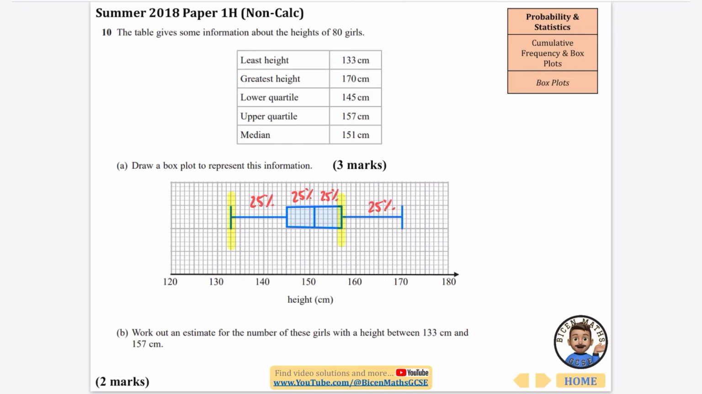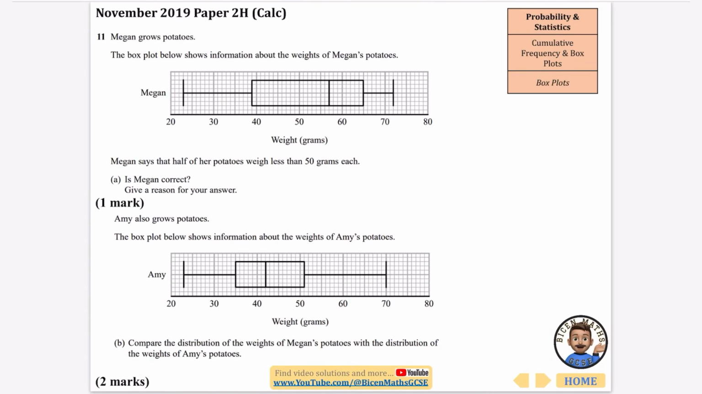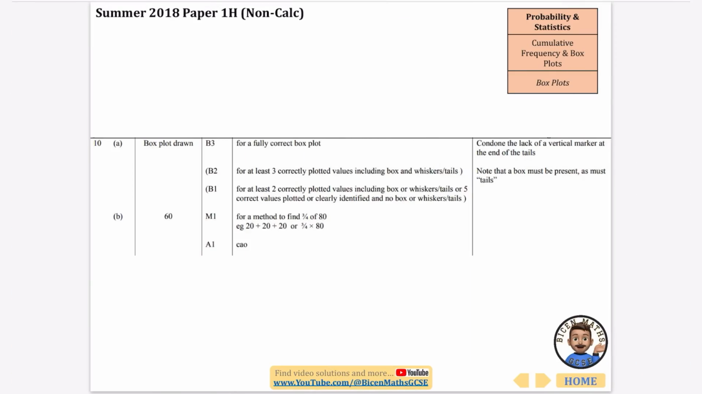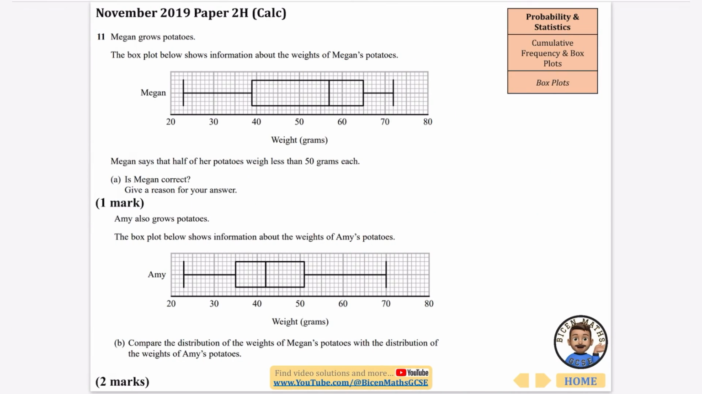So all I want to do for part B of the question is find 75% of the number of girls that there are, which is 80. 75% of 80 is the same thing as finding 3/4 of 80. It's probably how my mind would do this. So I would do 80 divided by 4 to find 1/4, which is 20, and then 20 multiplied by 3 to get my answer of 60 for this bit. So the box plot was just what we've got drawn here, and then we've got 60 for this bit.